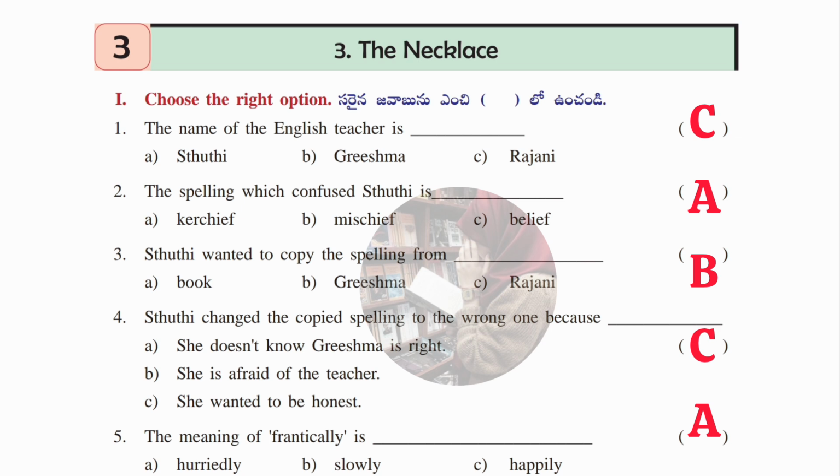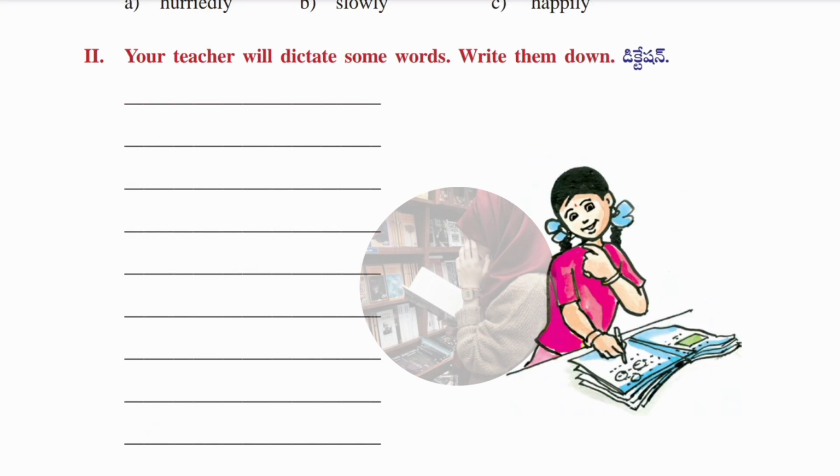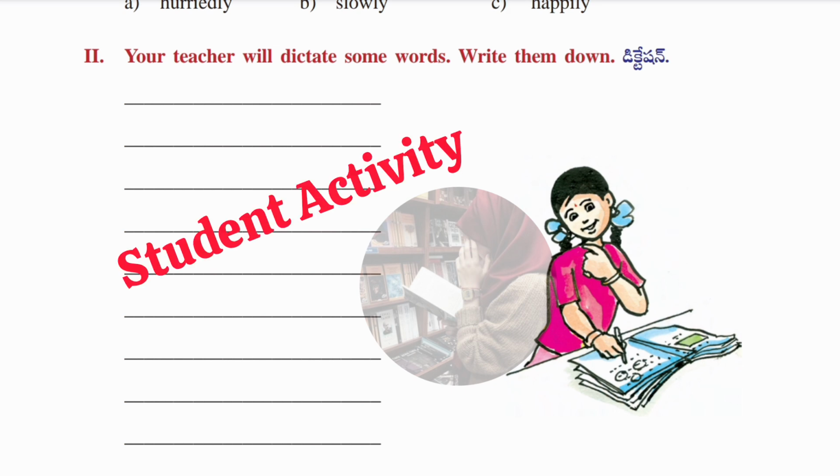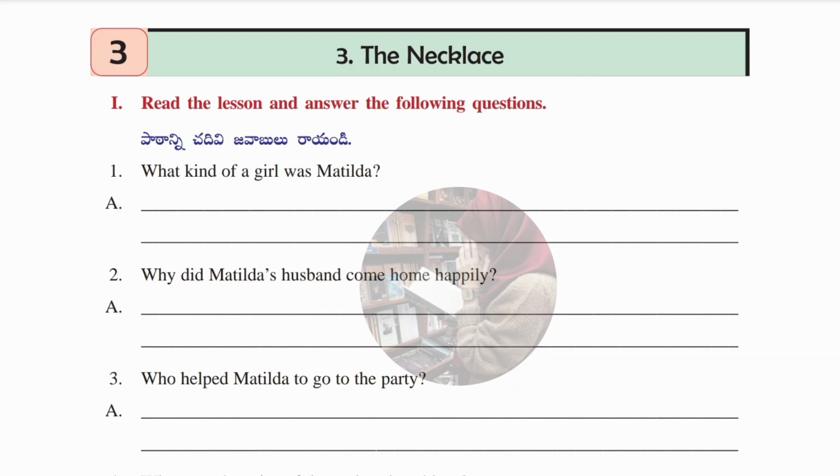Now we'll move to the second Roman, where your teacher will dictate some words from the lesson. Please write down carefully. Here I am not going to give you any word because this is a student activity, means your teacher will give you the words, which I don't know. That's why please write down whatever your English teacher tells you in the class. That one you have to write down here.